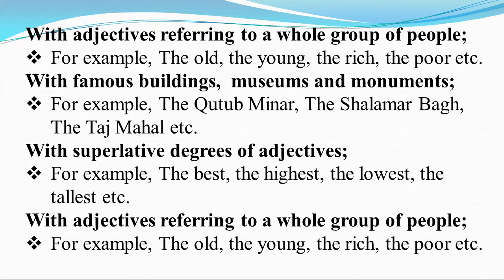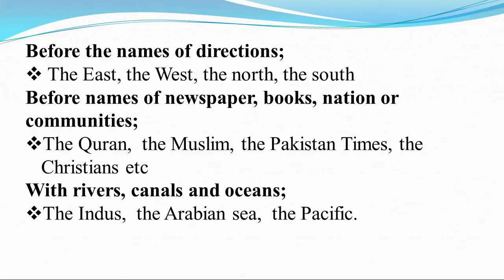famous buildings, museums, and monuments like the Qutub Minar, the Shalimar Bagh, the Taj Mahal, etc., with the superlative degree of an adjective, for example, the best, the highest, the lowest, the tallest, etc. With ordinal numbers: the last chapter, the first time, the third member, etc.